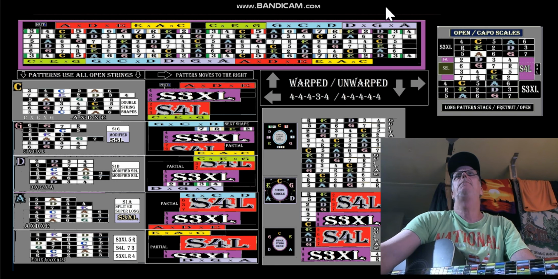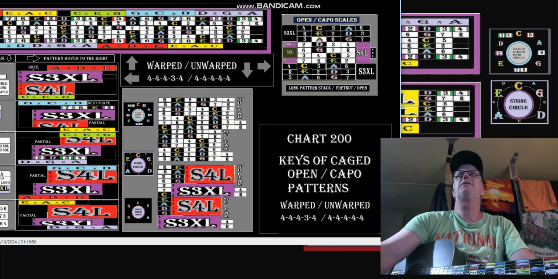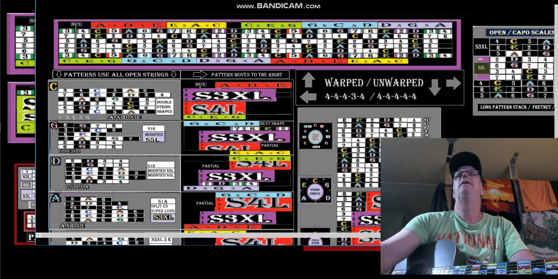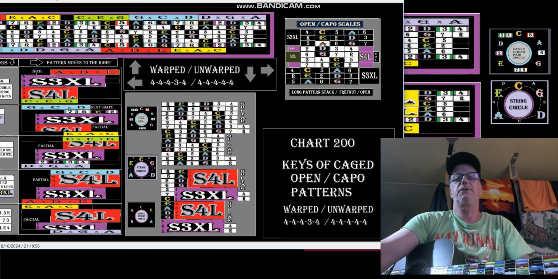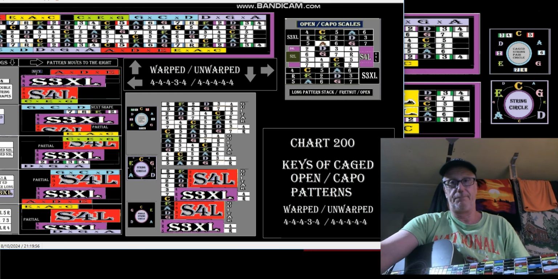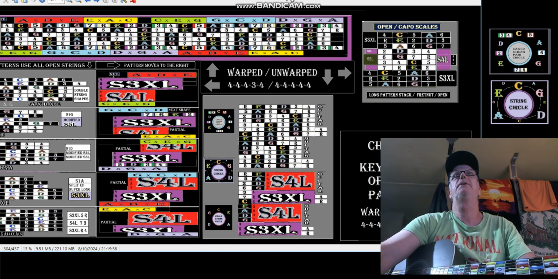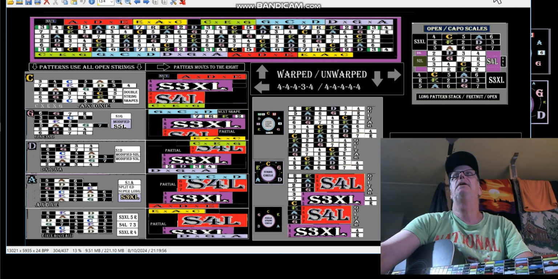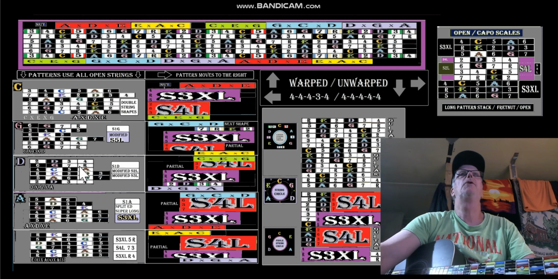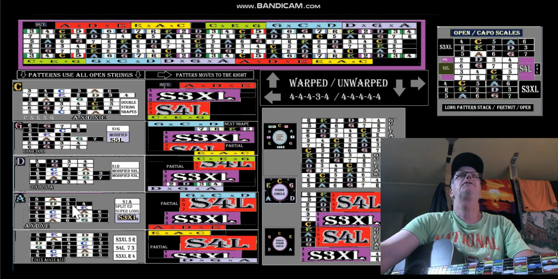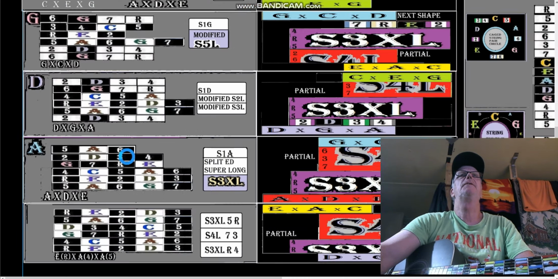I've pulled up the guitar chart 200 here. This is chart 200, and that is a milestone, 200 charts. Keys of CAGED, open capo patterns. Warped is 44434, which we just did, and unwarped is the pattern tuning, which is all P4. So let's just look at A for a second.